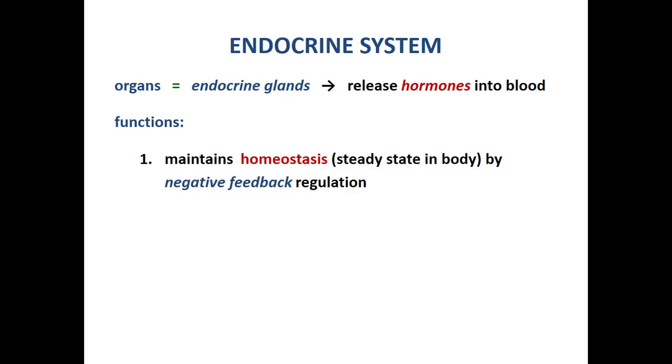Its functions include maintaining homeostasis through negative feedback regulation. Homeostasis, we discussed at the very beginning of 152, is a steady state in the body, and there's always fluctuations around that steady state, but the values will return to some set point level that represents normal. The endocrine system is also very important in regulating growth and metabolism.